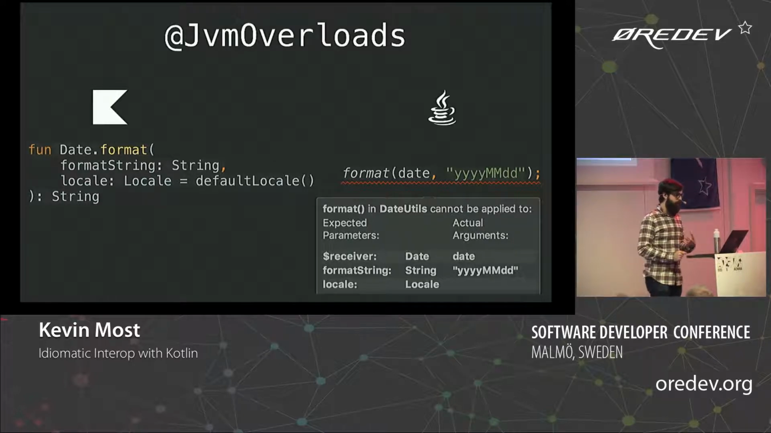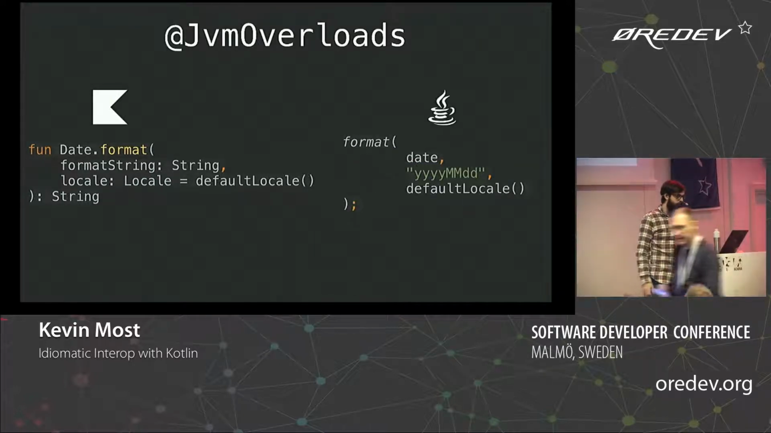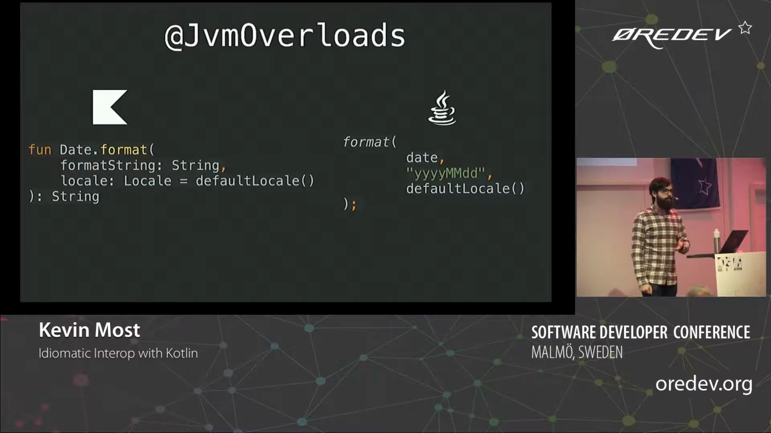So Java would have to pass all of the parameters. It would have to pass the default locale as well. And that's kind of error-prone and verbose. Let's say you go and change how you specify this default locale. You're going to have to go back and refactor every site that passes the default locale from Java and make sure that they all pass whatever the new way of computing the default locale is.